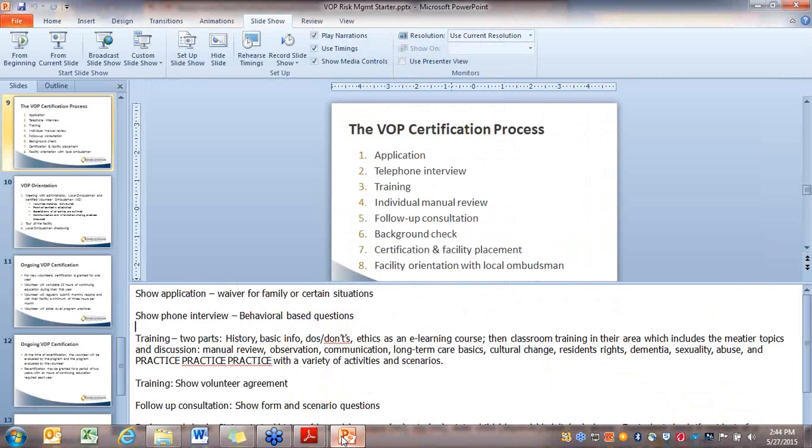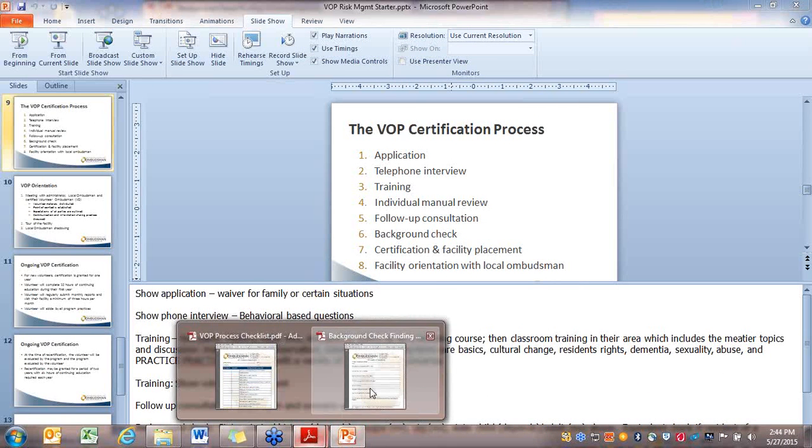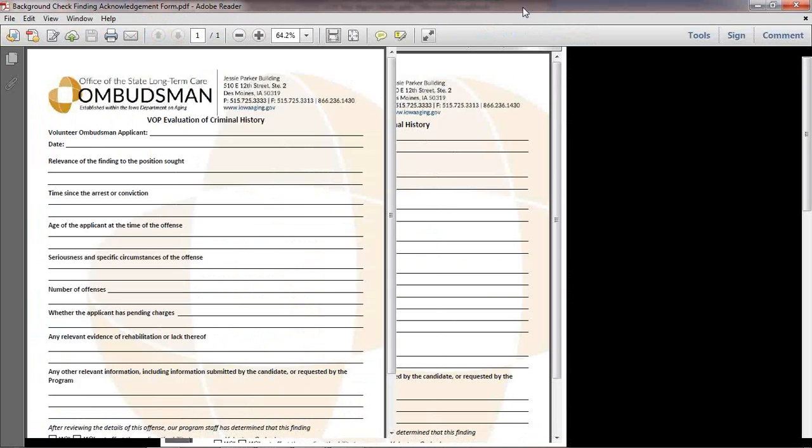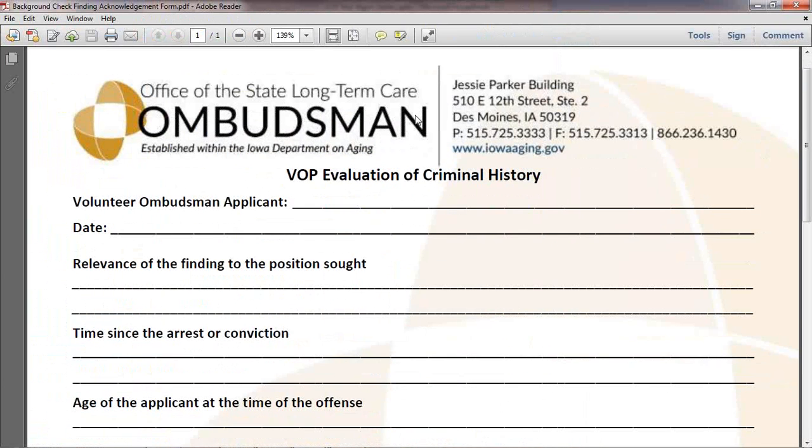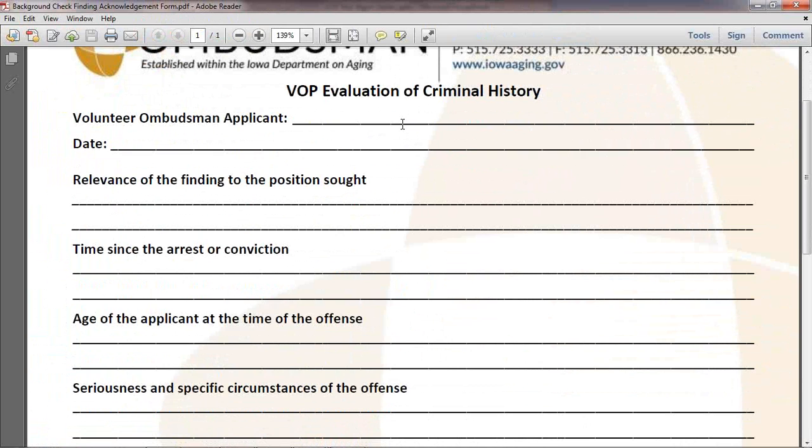And lastly, we do a background check, and we wait until this point because there is some time lag between the time that they first submit their application and the time that they get started in the program. So we try to make their background check as close to their start date as possible, and they don't have any interaction with anybody other than our staff up to this point.